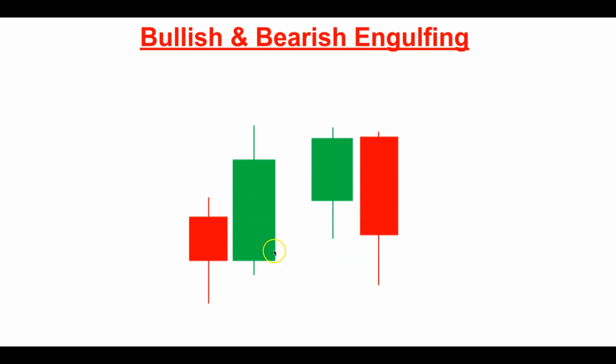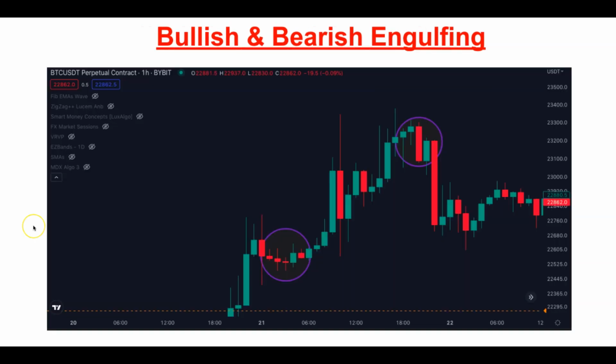And so I mentioned how this can potentially be a start of a bullish trend and potentially an end of a bearish trend. This could potentially be the end of a bullish trend, and it could mark the start of a bearish trend. So looking at this 1 hour Bitcoin chart on Bybit, you have this big candle here with a big green body, and that's completely engulfing this relatively smaller candle here.